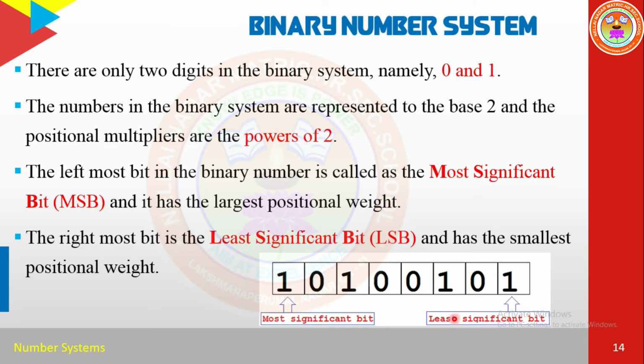LSB is nothing but least significant bit, and MSB is nothing but most significant bit. So LSB is always considered on the right side part of the value. And MSB is always considered on the left side part of the value. So this is the most significant bit, this is the least significant bit.